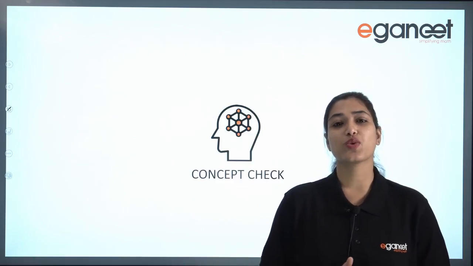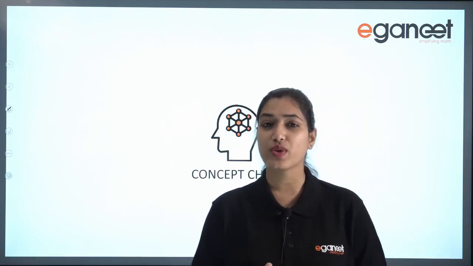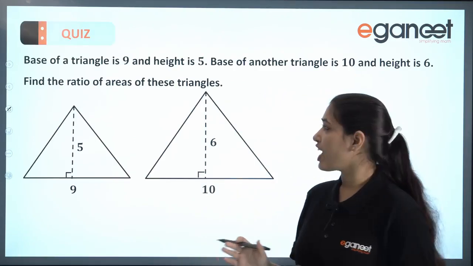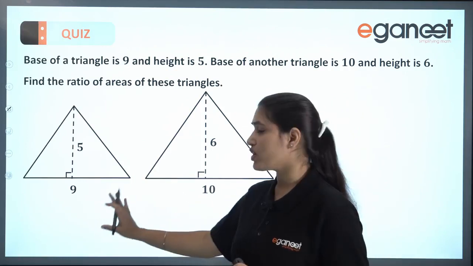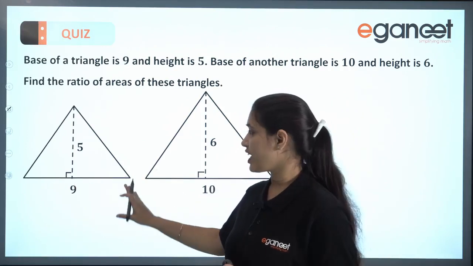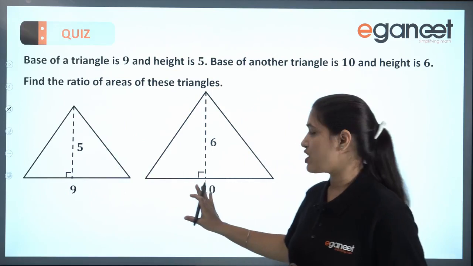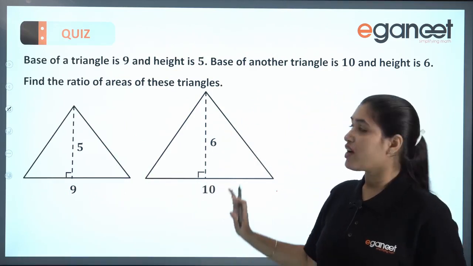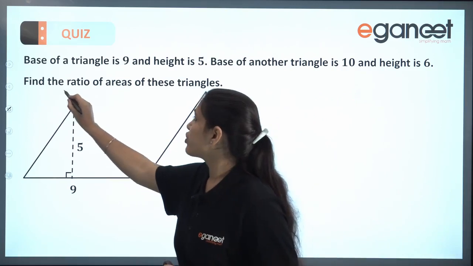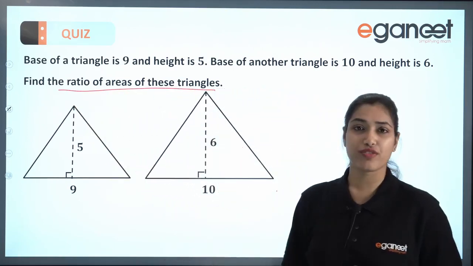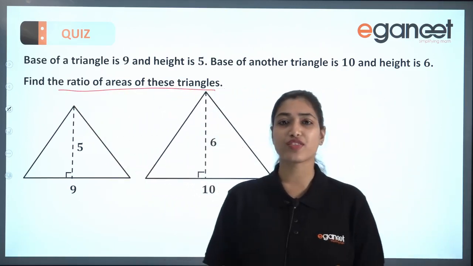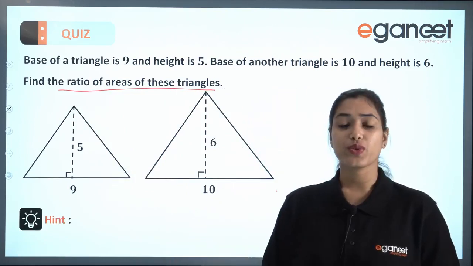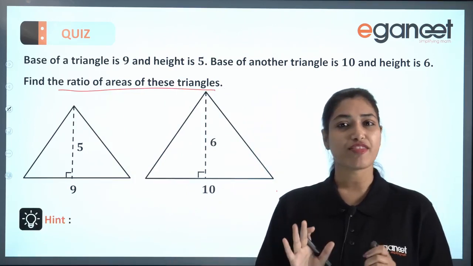Now let us do a quick concept check. I have a quiz for you where we have two triangles, the smaller triangle having the base as 9 and height as 5, the larger one having the base as 10 and height as 6. What we have to find? We have to find the ratio of areas of these triangles. Very easy, we have studied just now. My hint to you is this concept that we have just studied.